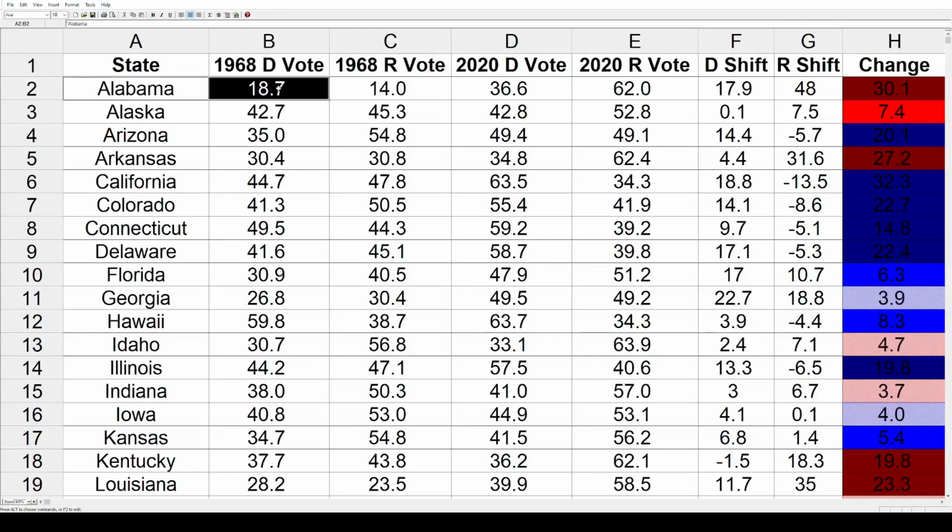In 1968, Hubert Humphrey, he only got 18.7% of the popular vote. Richard Nixon, he did even worse. He only got 14%. The winner of this state was George Wallace. This was also his home state. He was the governor there. He got about 66% of the popular vote.